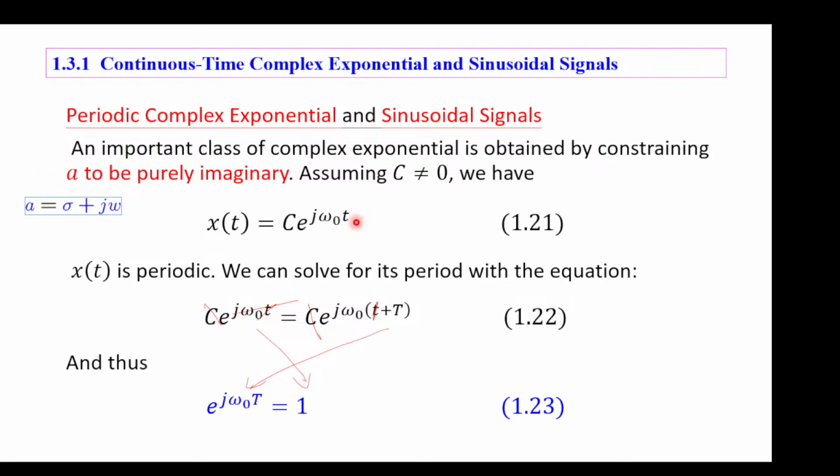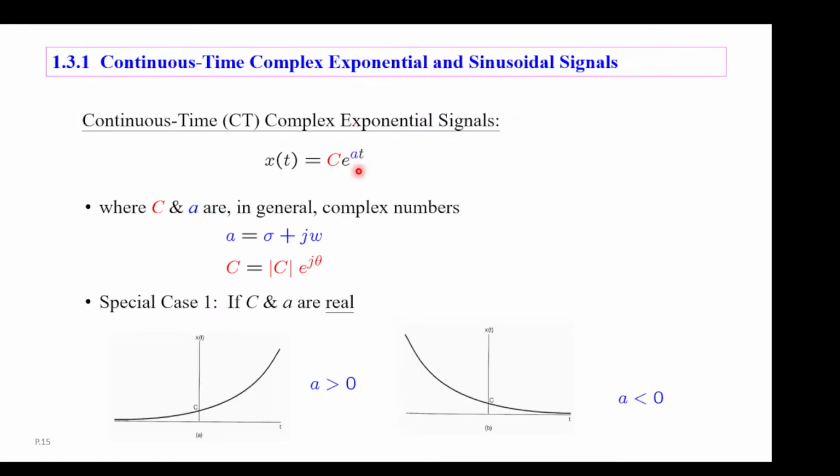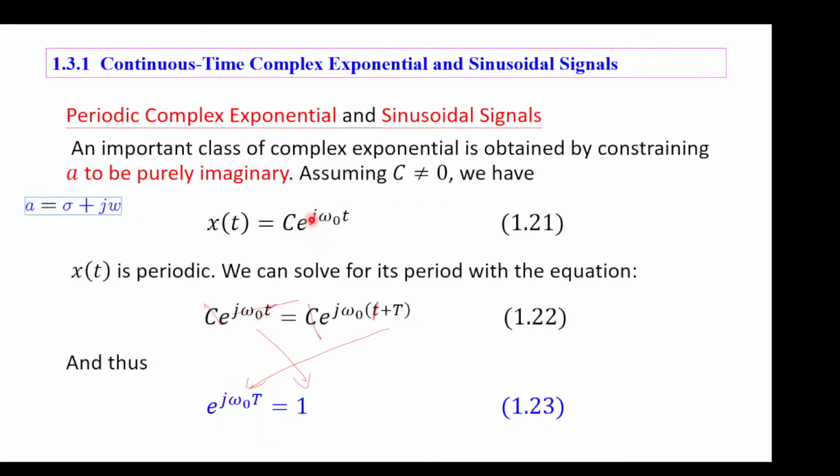So x of t equals C times e to the j omega naught t. Okay. So this is just our complex exponential with A being purely imaginary. So we have this j here, and omega naught is real now. And this is actually periodic for any omega naught and C. And we can find its period by solving our periodic equation.